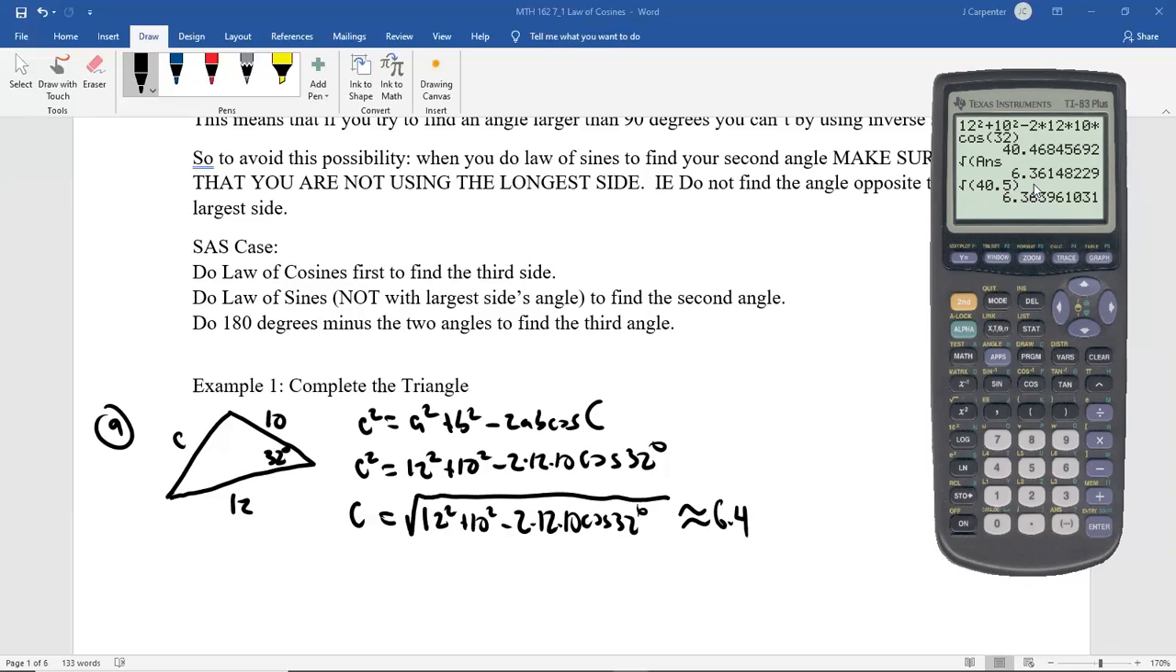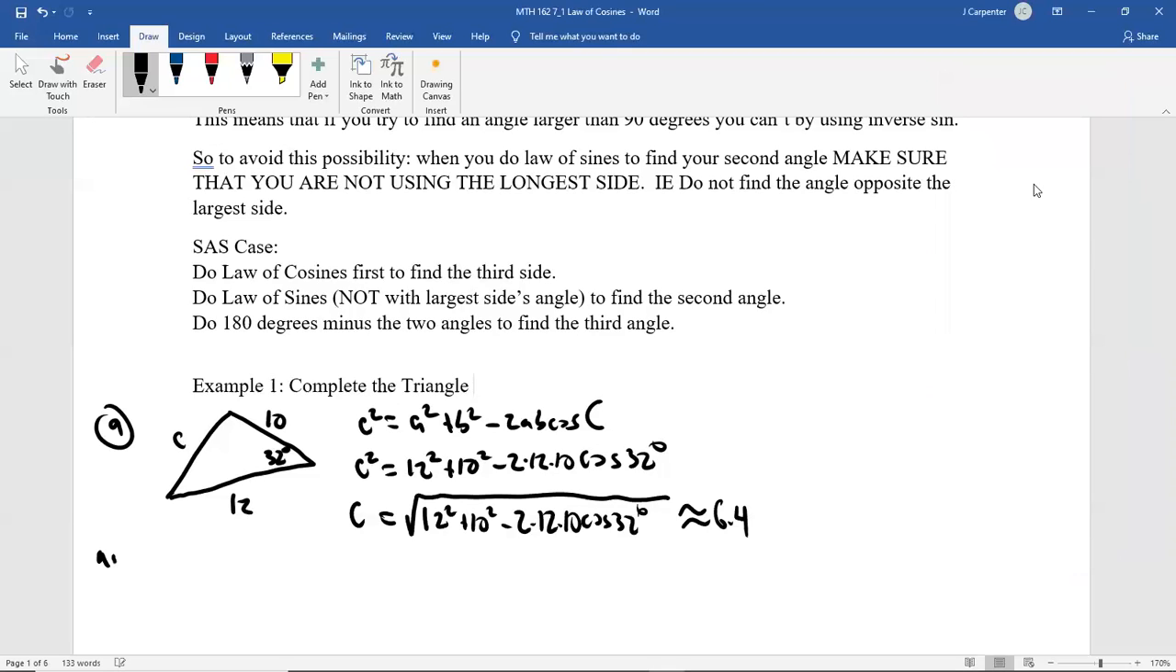All right, so now we'll use the law of sines to find, so let me go back and label things. We said I called that C, so that was opposite angle C. We called the 12 little a, so that means this is angle capital A, and that would be angle capital B.